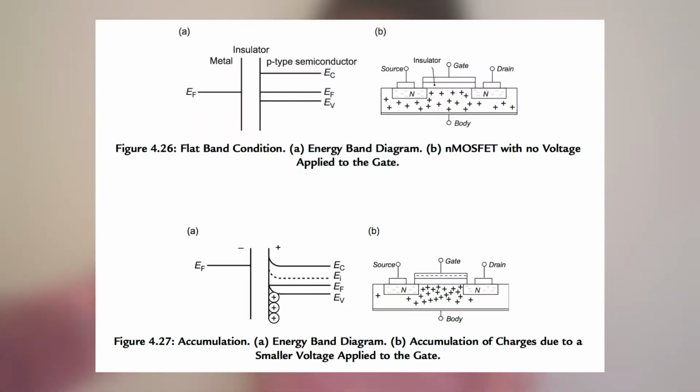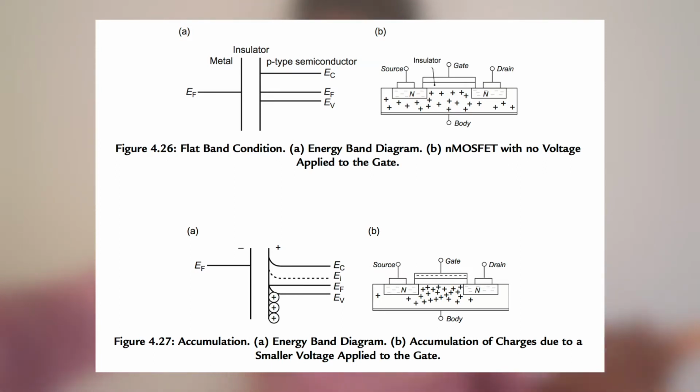Now, the MOSFET has different conditions. The flat band condition is when no voltage is applied to the gate and the Fermi levels are equal, so the p-n junctions at the source-body and drain-body interfaces prevent current flow in either direction. In the accumulation condition, there's no current between the source and the drain, because there is an accumulation of charges on both sides, where the electrons move to the metal side and the holes move to the semiconductor side.